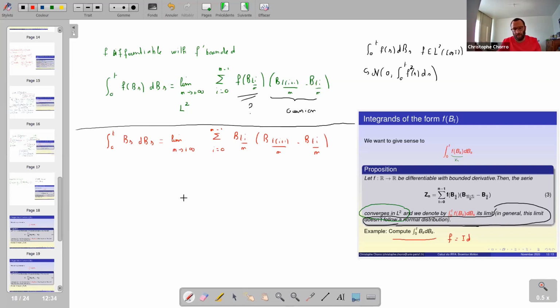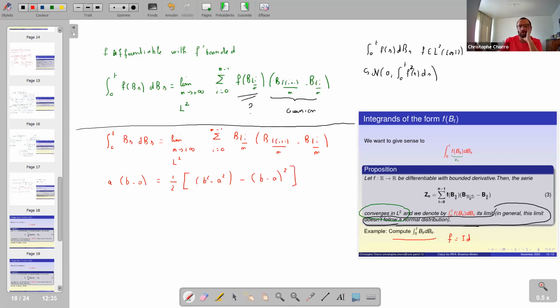The idea is to find the limit in L2 of such a quantity. You are going to see that we are able to compute the limit of this sum from something that we have done previously. First of all, just remark the following identity: if you have a number a and you multiply it by b minus a, then I can write this as 1/2 of (b squared minus a squared minus (b minus a) squared).